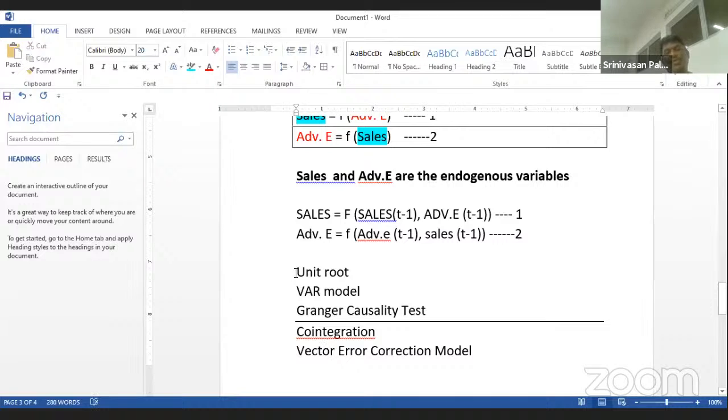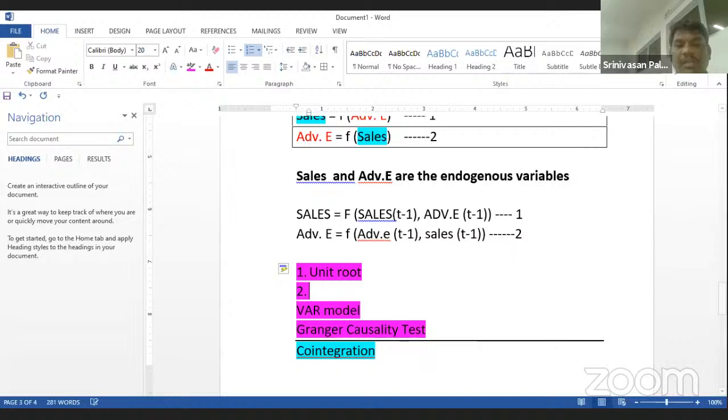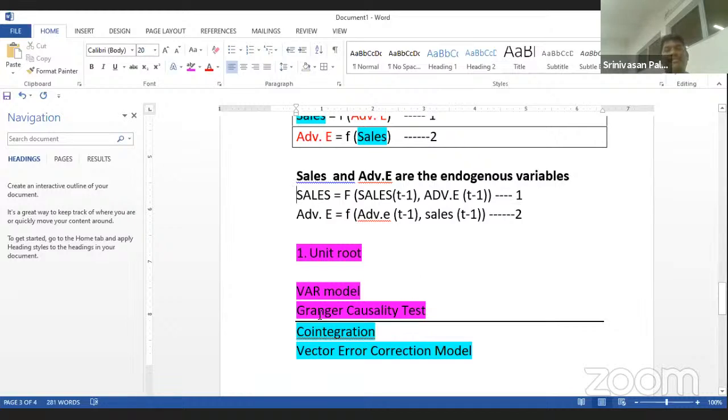So this is the causality procedure. The last two I put in a different color. First we have to start with unit root. That will decide which model you are going to do. First thing you have to start with unit root. That decides whether you are going for the VAR model, the Granger causality model, cointegration or the error correction model. You understood, no?